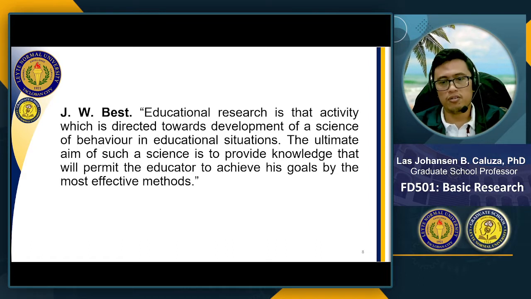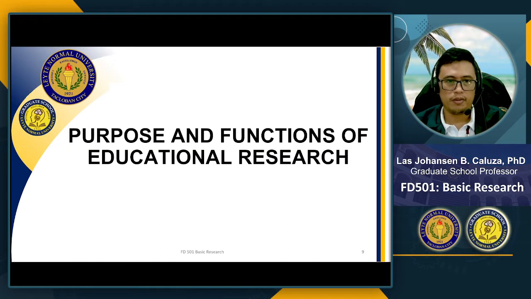Thus, educational research is to solve educational problems in a scientific manner. It is to understand, explain, predict, and control human behavior. So, what are the purpose and functions of educational research?